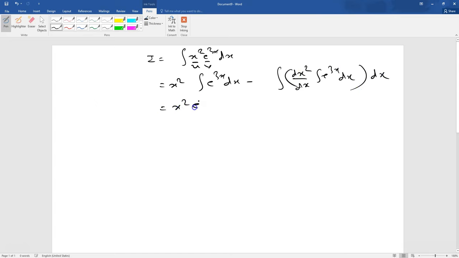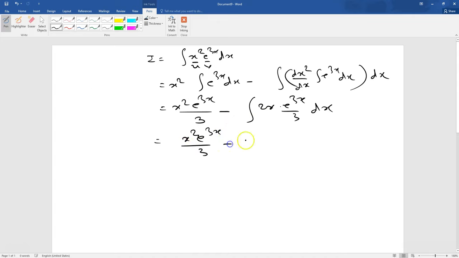x square integration of e raised to 3x is what? e raised to 3x upon 3 minus the derivative will be what? 2x, and this will be e raised to 3x upon 3 and dx. So x square e raised to 3x upon 3 minus 2 by 3 will come here, and this will be x e raised to 3x dx, right? Now similarly this will be as it is, right? Now let's concentrate on this.